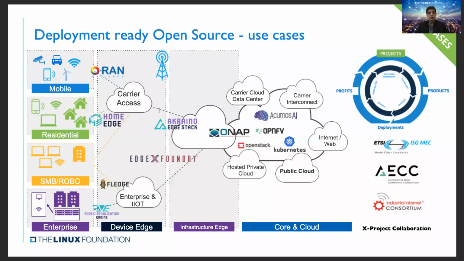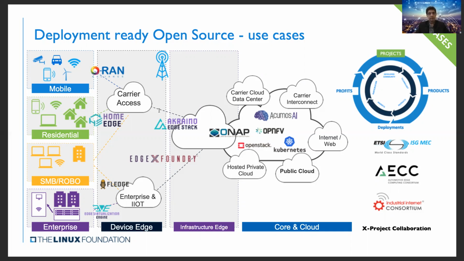When you put edge projects in context with the rest of the ecosystem, if you are a telecom or a telco provider, you come across projects like O-RAN, which is the Open RAN for 5G. You come across projects like ONAP, which is the network automation platform for 5G, as well as OPNFV, and OpenStack and Kubernetes as the core public cloud open source projects. We also work closely with the consortiums like ETSI MEC, ACC, IIC to create these end-to-end use cases for the edge.